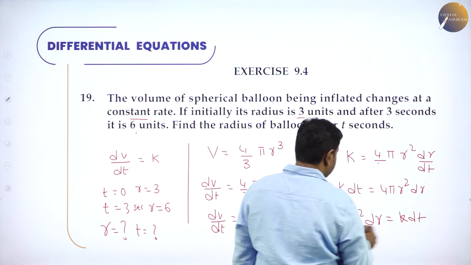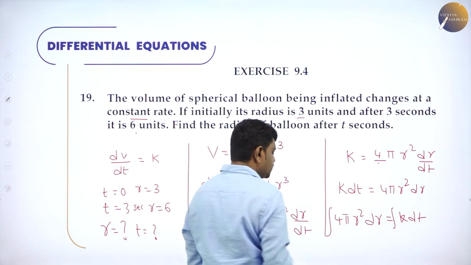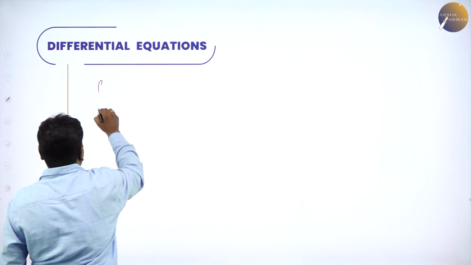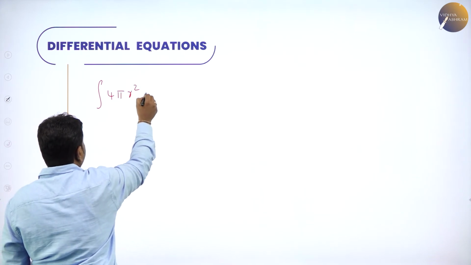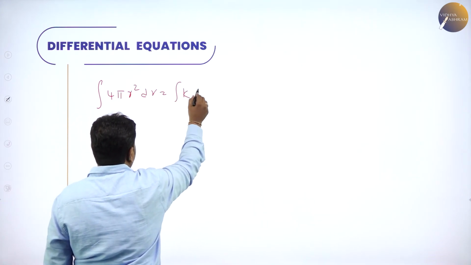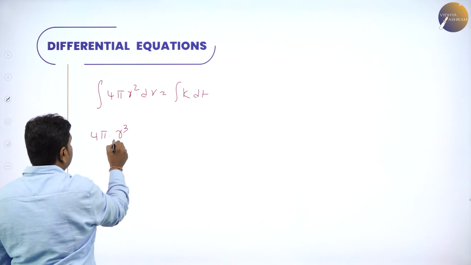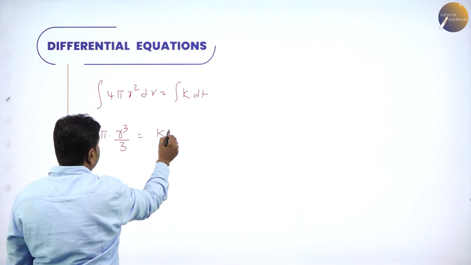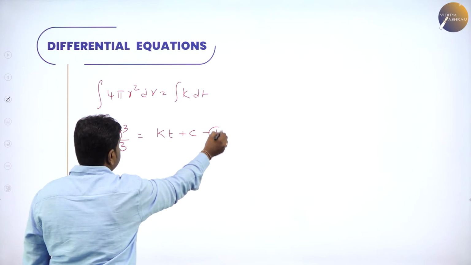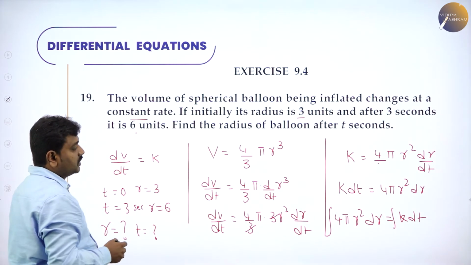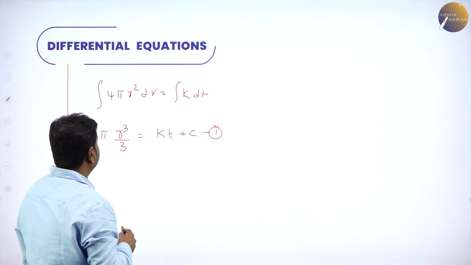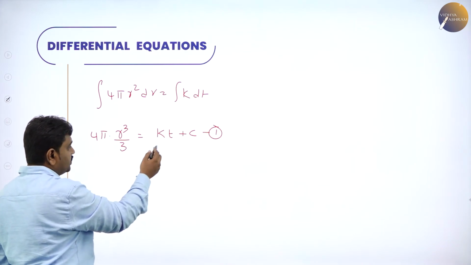Now integrate both sides. If you integrate both sides, LHS is integration of 4 pi r square dr, RHS is integration of k dt. Integration 4 pi is constant, integration of r square is r cube by 3, integration of k dt is kt plus c. Got it as equation 1. So now we got this. So this is the value.